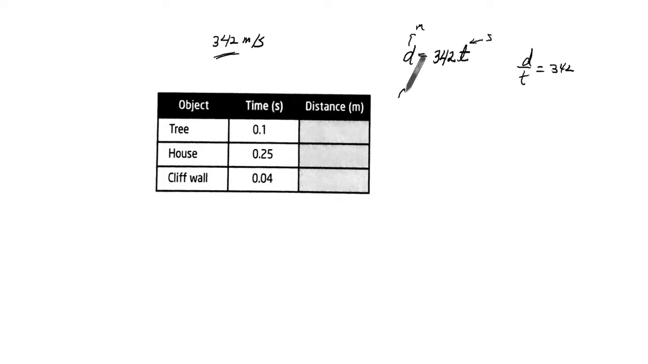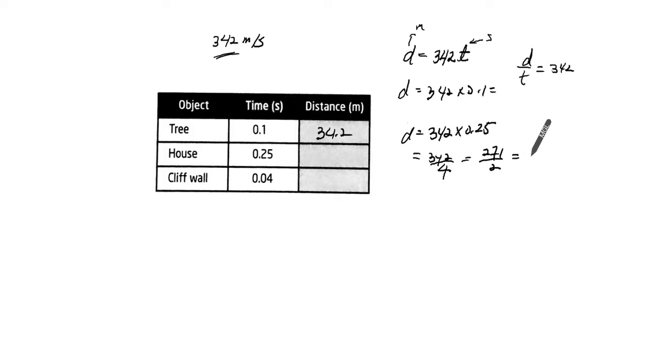Now for the distance, you just have to plug in 0.1. 342 times 0.1 will give you 34.2. Next one is 342 times 0.25. That's the same as dividing it by 4. Just reduce top and bottom by 2. You get 171 over 2. That's 135.5. Hopefully I did that correctly.